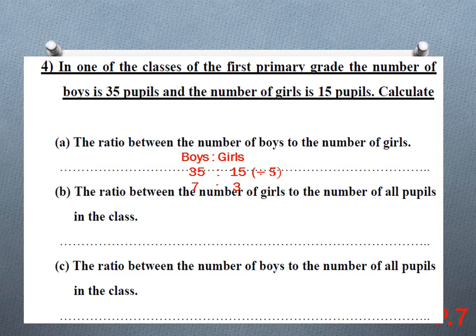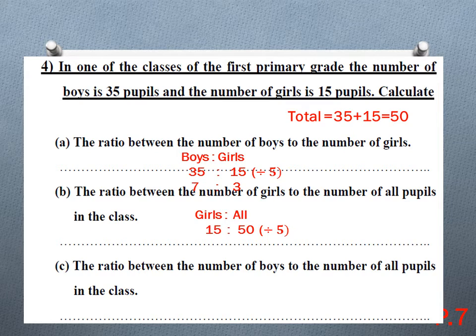The ratio between the number of girls to the number of all pupils in the class. All pupils here means the total of the class. Can you find the total of the class? Yes. Total of class equals 35, which is the number of boys, plus the number of girls, which is 15. It equals 50 pupils in the class. I need to find the ratio between girls to all pupils. I will write girls to all. The number of girls, which is 15, to 50.